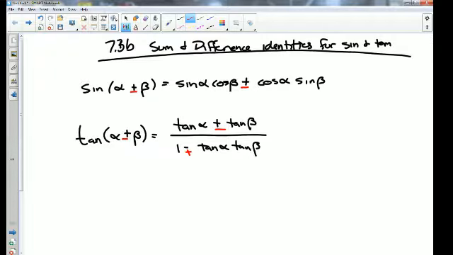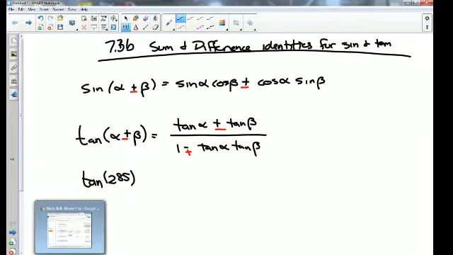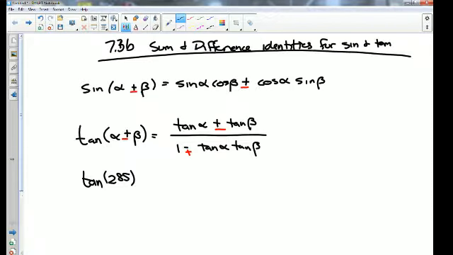Stupid human tricks is what we call those. So, let's calculate the tan of 285. Can you think of a couple angles that add up to 285 that are on the unit circle?